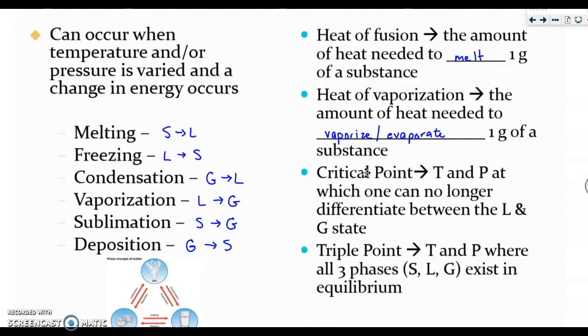Every phase diagram has a critical point and a triple point. The critical point is the temperature and pressure at which one can no longer differentiate between the liquid and the gas state. And the triple point is the temperature and pressure where all three phases, solid, liquid, and gas, exist with each other in equilibrium. We'll see these on the next slide.